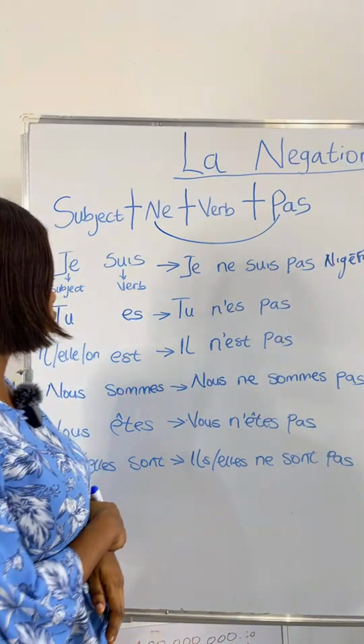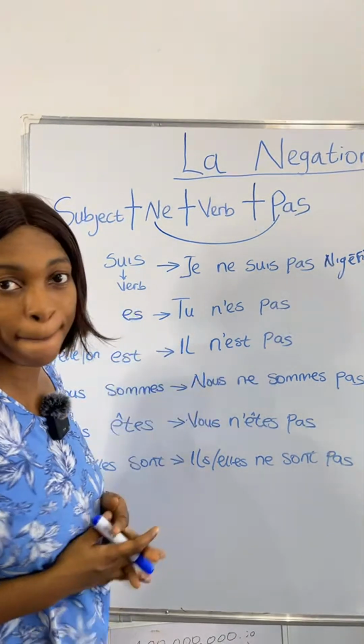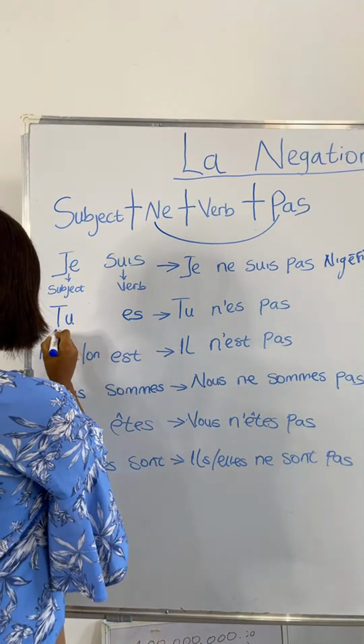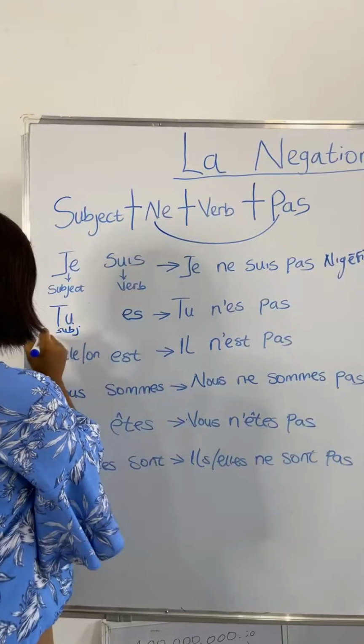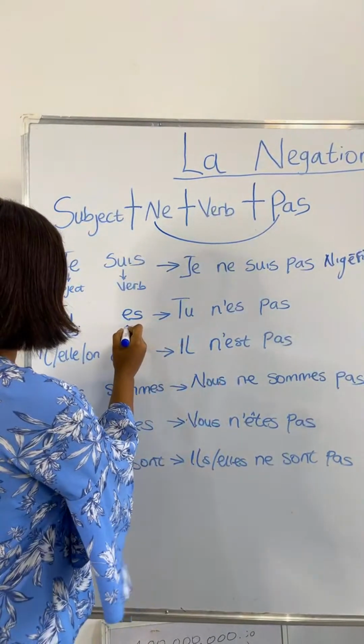Now let's go to the next one. Tu es is you are. So that tells you what already. Tu is the subject, right? Tu is the subject. Then what is the verb? The verb is es.